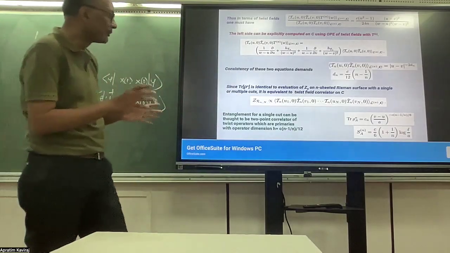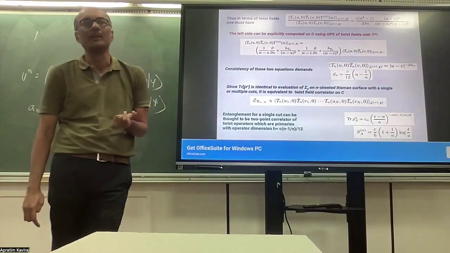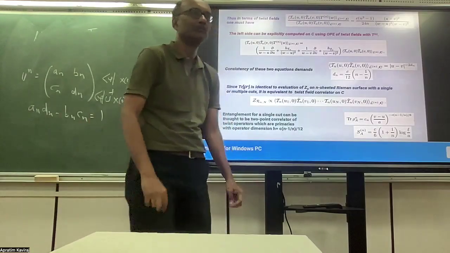And I wanted to say this because this is something that we are going to use also for computing entanglement asymmetry, where it will be a slightly more complicated setup.